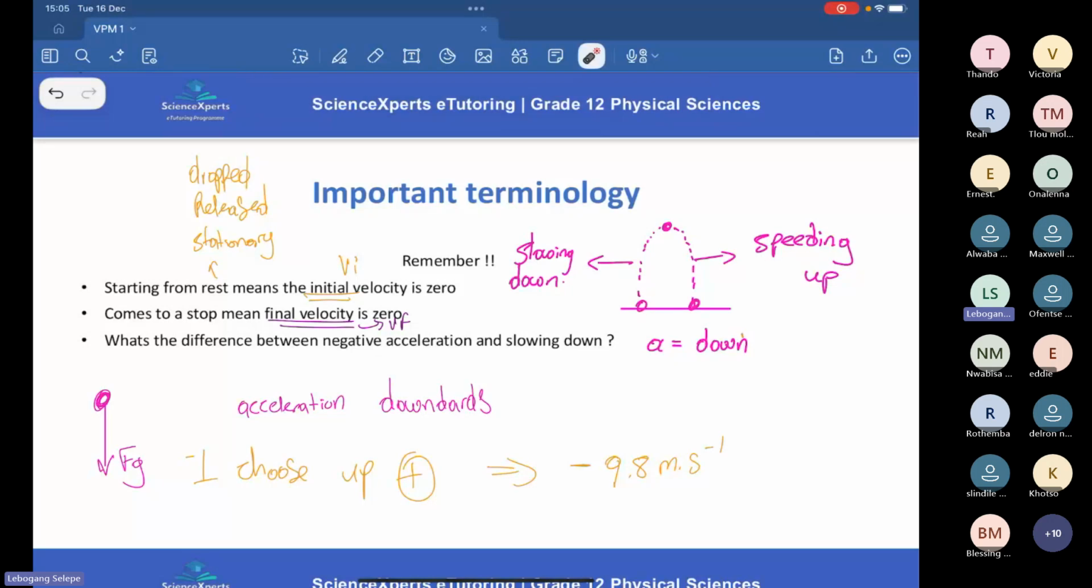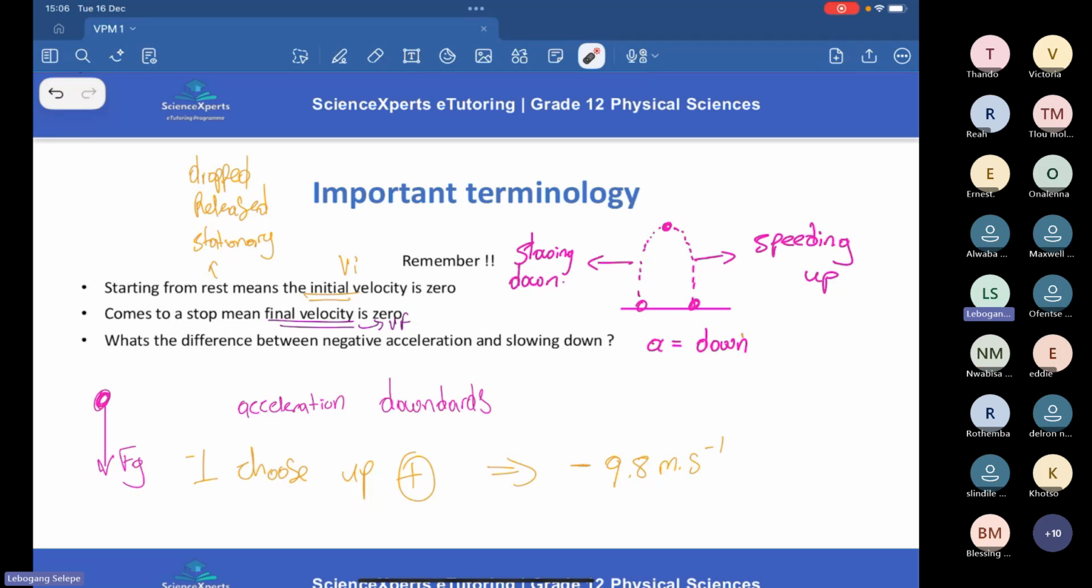But then look at this part of the object's path. It's going up. Its velocity is up, but then the acceleration is down. Remember, I told you that if the velocity and the acceleration are in different directions, it's slowing down. Can you see indeed it's slowing down?